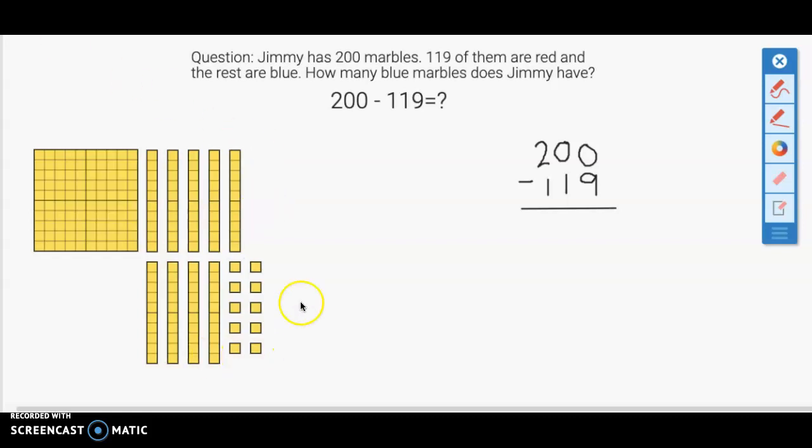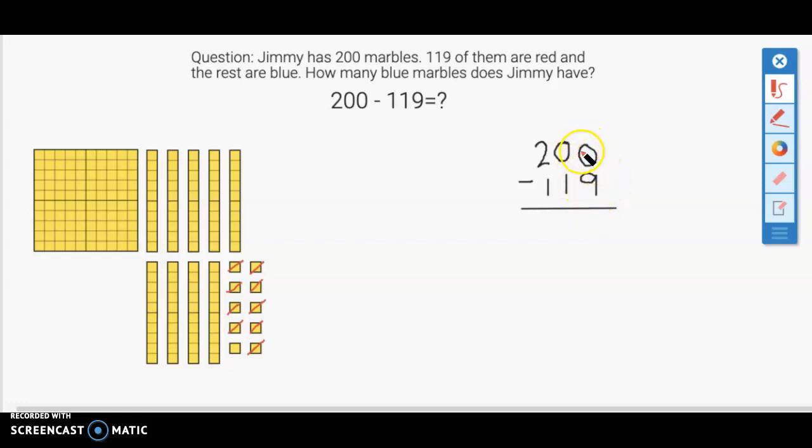Now that I have individual ones, I can go back to my equation and see that I need to take away 9 ones. So now I'll cross off 9 ones to take away. I've crossed off my 9 ones, but before moving to the next step, I want to go to our US standard algorithm and show that what we just did with our base 10 blocks, we can also do with our US standard algorithm.